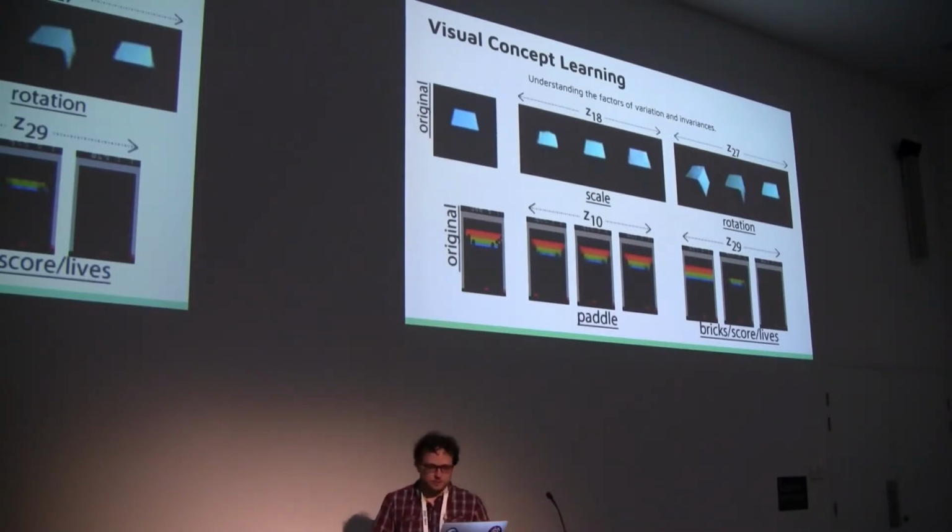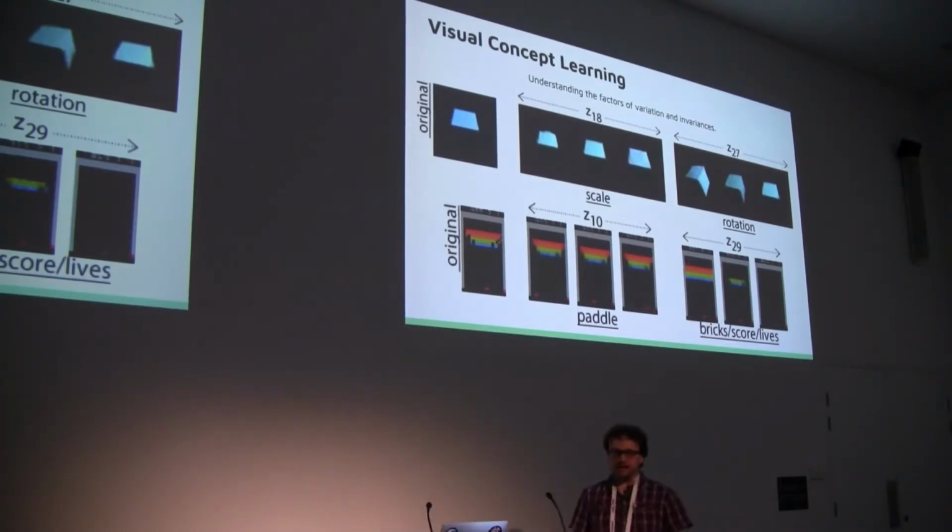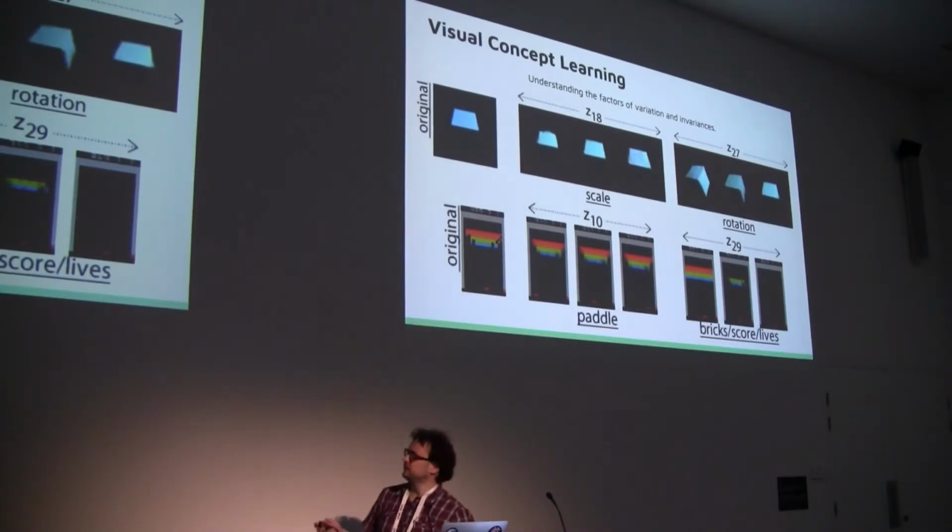So these models, as they are struggling to explain the data and at the same time compress it, by the pressure of solving these two things at the same time, some of the variables will eventually learn important directions of variation of the data, such as the paddle and the number of bricks.